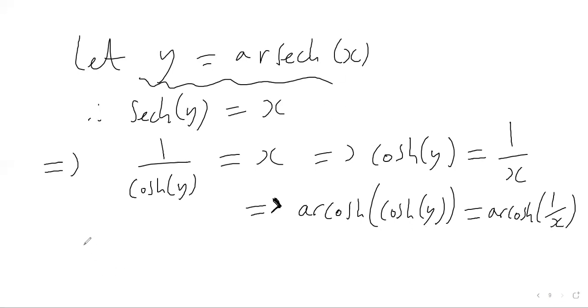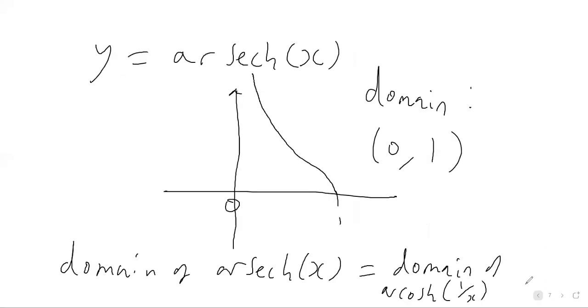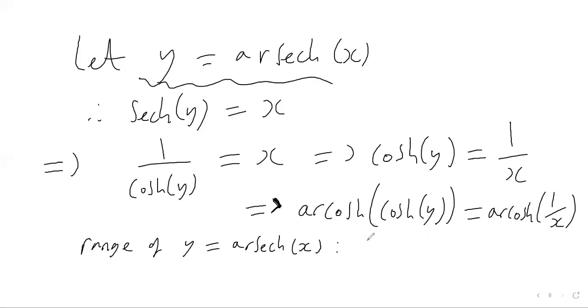So the range of y equals arsech of x. So the range of y values, well, if we go back to our arsech graph, so the range was from 0 up to infinity, isn't it? So we've got a range from 0 up to infinity. So that's our range. Let's just write that there, 0 to infinity.